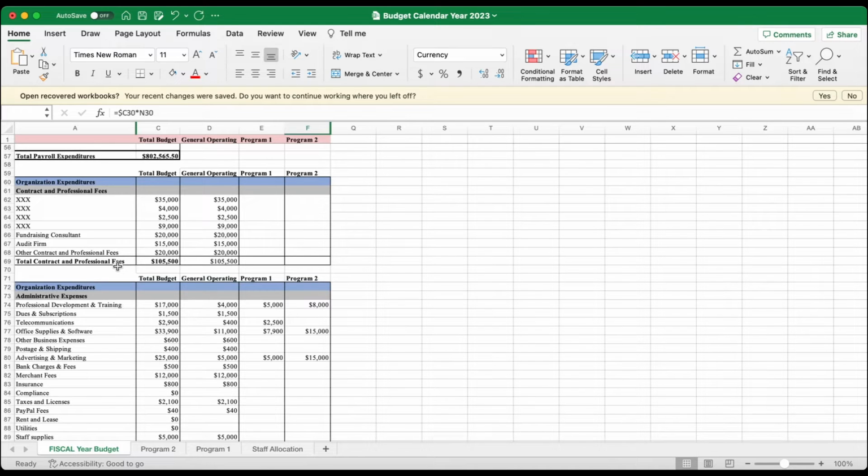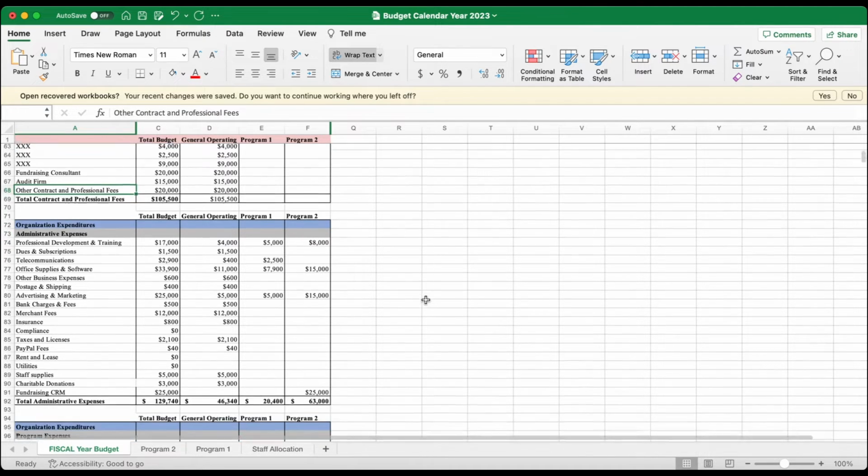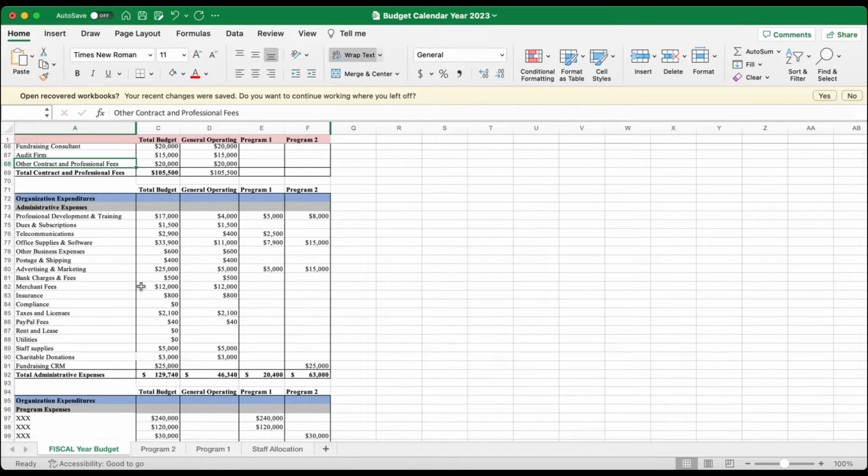So are you bringing in any consultants? Like here we have the audit firm. So we're assuming that this organization has to be audited. And so that audit firm is going to prepare their audit report and their 990, right? What is the cost for that? For anything that is maybe miscellaneous, but we want to account for, they may fall into that other category. And then you want to think about your admin expenses, right? Any professional development, postage and shipping, bank fees, any licenses you're paying for, utilities, supplies, things like that.